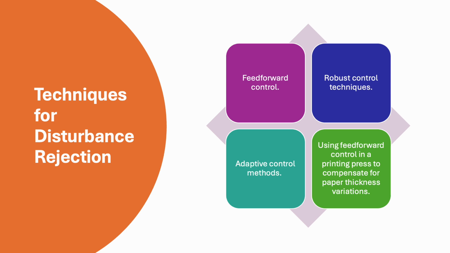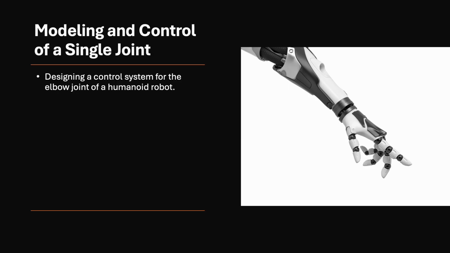Techniques for disturbance rejection: feed-forward control, robust control techniques, adaptive control methods. Using feed-forward control in a printing press to compensate for paper thickness variations is another good example for you to think about. Modeling and control of a single joint: designing control systems for the elbow joint of a humanoid robot. Let's look into this in more depth.